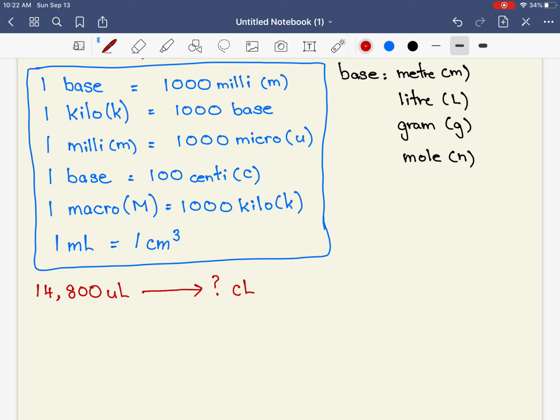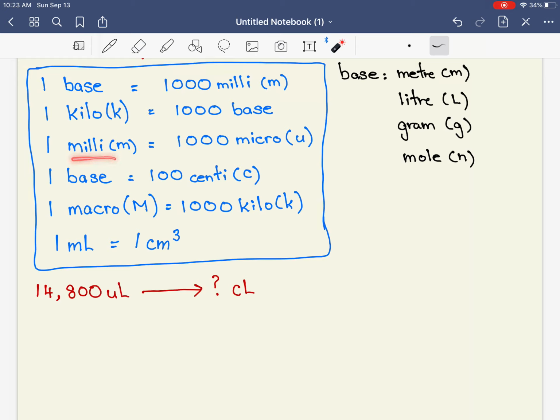So let's take a look at how we're going to do this. Let's take a look at the plan in terms of how we're going to do this. We're looking at micro here. Okay, and the relationship here is that 1 milli is equivalent to 1,000 micro. Okay, that's what it is. But then I'm not looking for milli, am I? I'm looking for centi. How am I going to get to centi in this case? It seems like, man, this is puzzling.